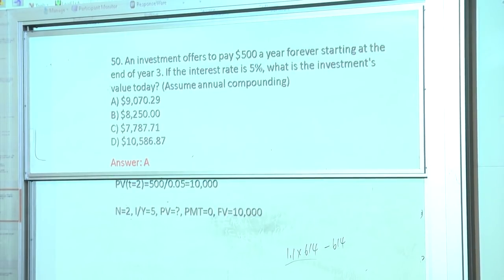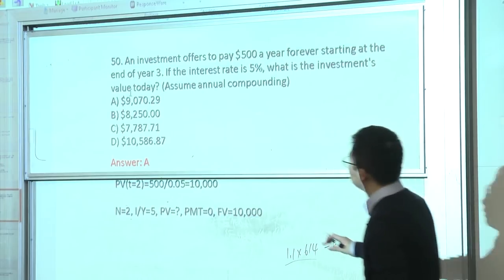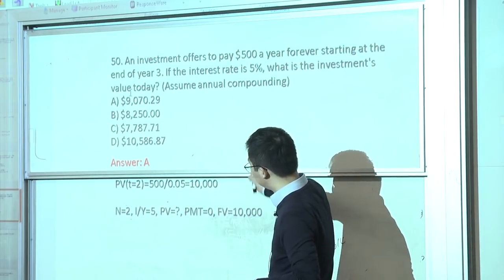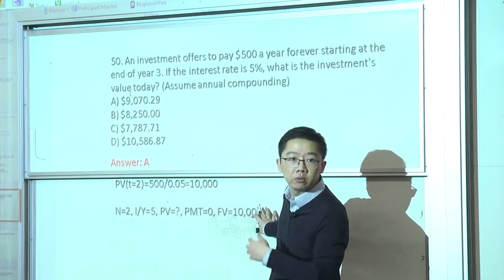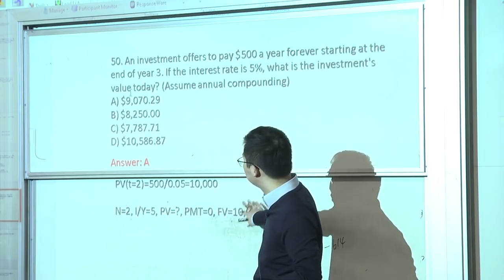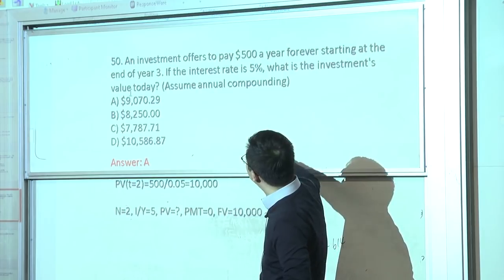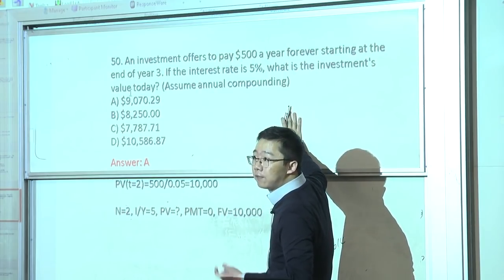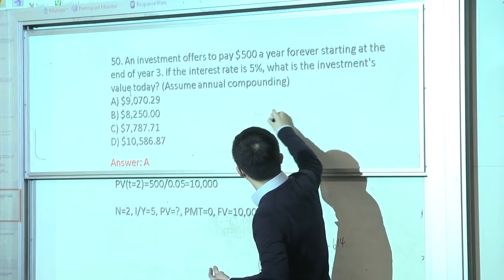Question 50. An investment offers to pay $500 a year forever, starting at the end of year 3. If the interest rate is 5%, what is the investment value today? Again, there are multiple methods to do this, and let's do a calculator one. We can use a calculator, or you can calculate by hand if your professor taught you that. But let's use a calculator. So it's a perpetuity. The first payment starts from the end of the 3rd year.